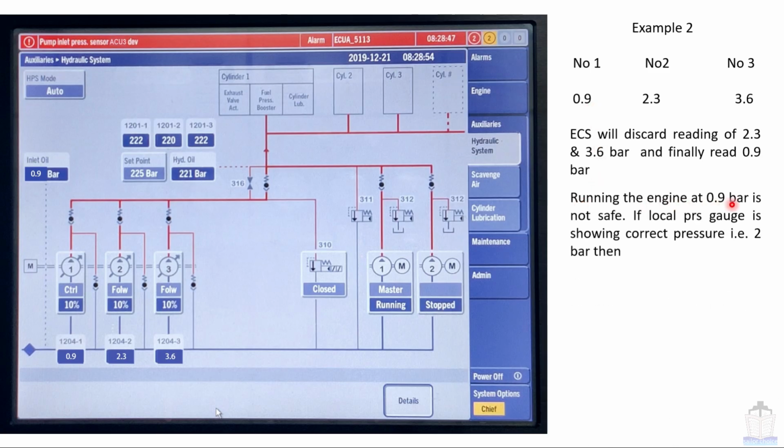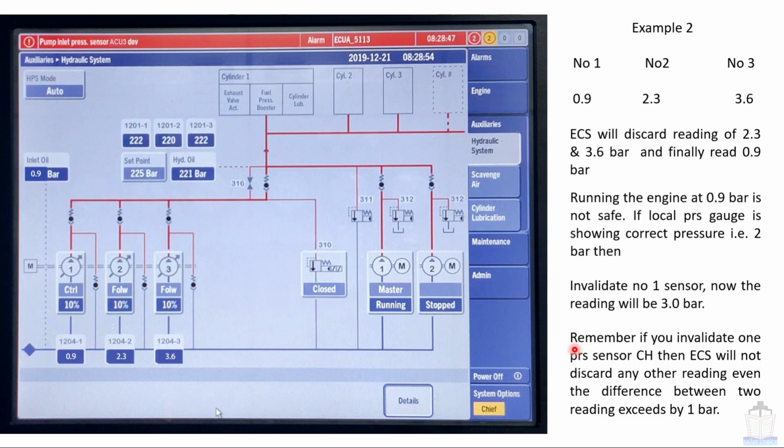Running the engine at 0.9 bar is not safe. If the local pressure gauge is showing the correct pressure, that is 2 bar, then invalidate the number 1 sensor. Now the reading will be 3 bar. But before that you have to be very sure that the pressure is correct, that is, minimum 2 bar.